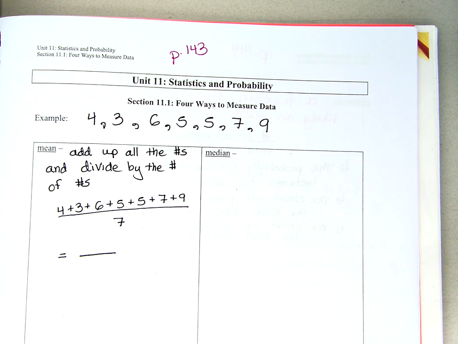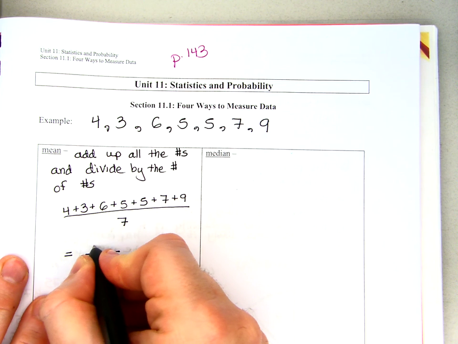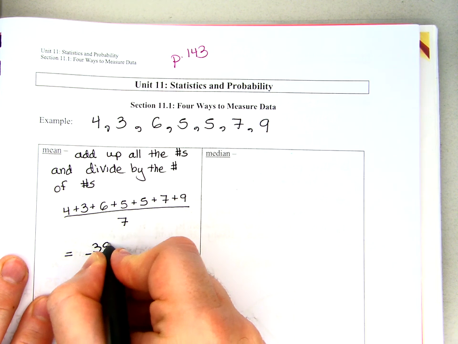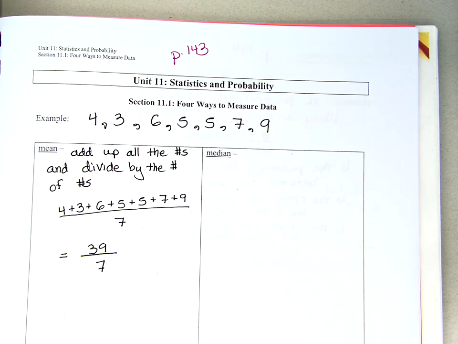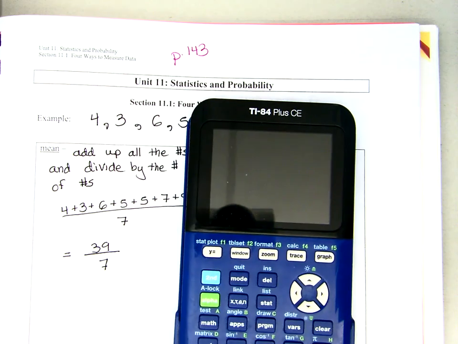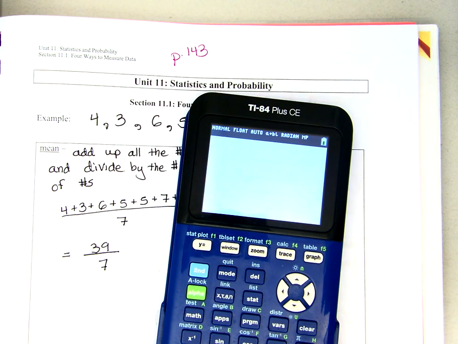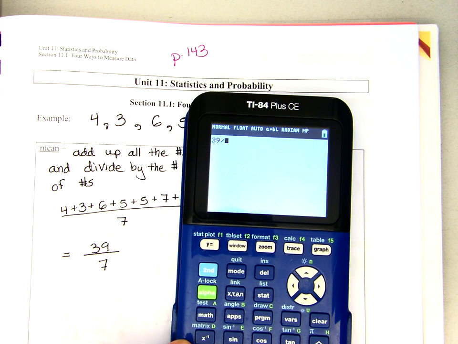When you add up those numbers on the top, you're going to get 39. And I get the math problem 39 divided by 7. Well, we're going to go to the calculator. We're going to type in 39 divided by 7.